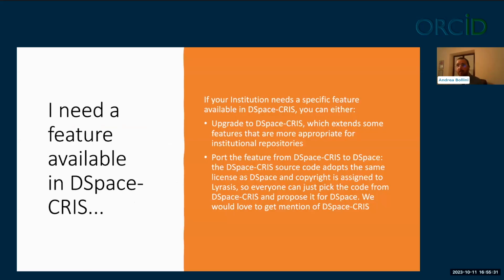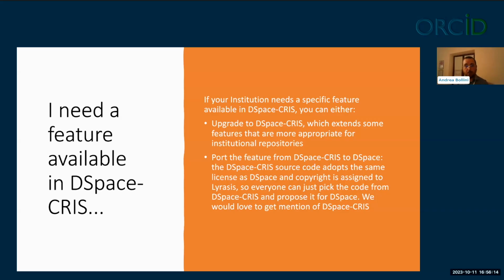So maybe you are asking yourself what you should do if you need something that is currently available in DSpace-CRIS, but not yet available in DSpace. Well, you have two options, in my opinion. You can upgrade to DSpace-CRIS. DSpace-CRIS is an open source extension of DSpace. You don't lose anything, but you will get a lot of additional features and more stability and better performance for your repository. You can also decide to port the individual features that you need from DSpace-CRIS to DSpace. DSpace-CRIS is open source. Everything is available on GitHub.